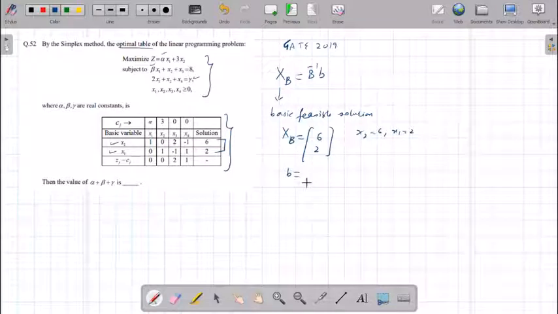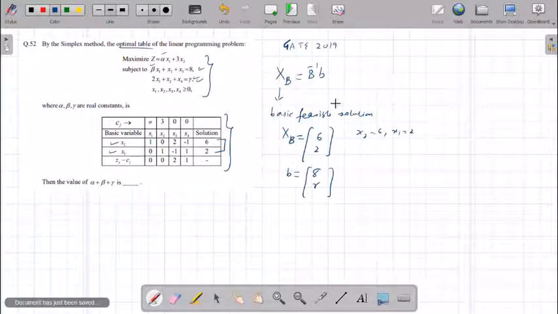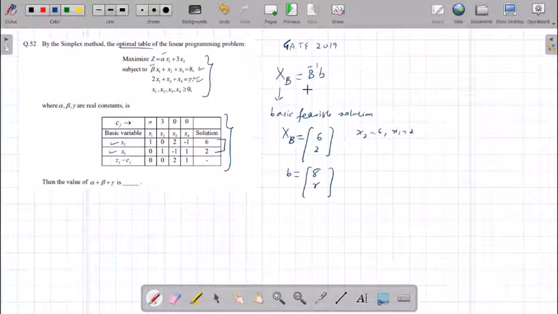And what is small b? Small b is the original right hand side of the given LPP. So the original was 8, gamma. So how are this XB and small b connected? By B inverse. Now an important point which you should learn is how to read B inverse, because this is something you should know for doing many kinds of questions of LPP.